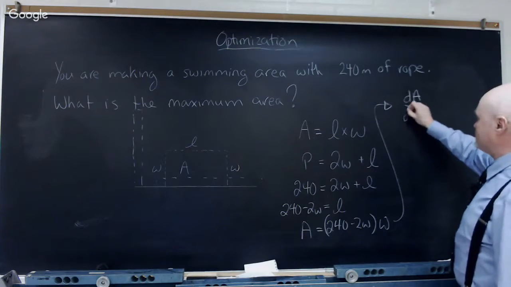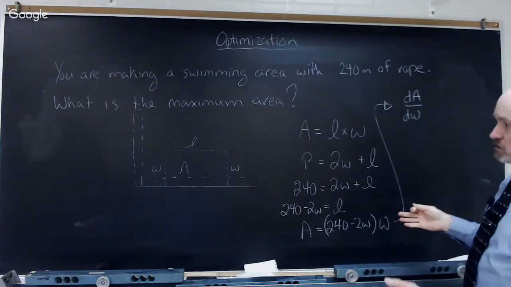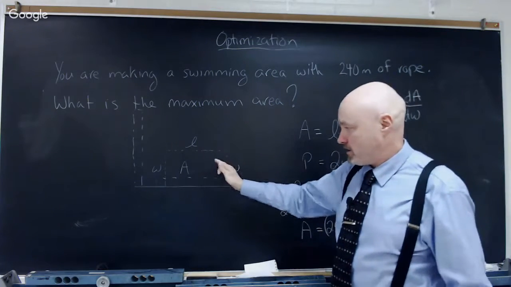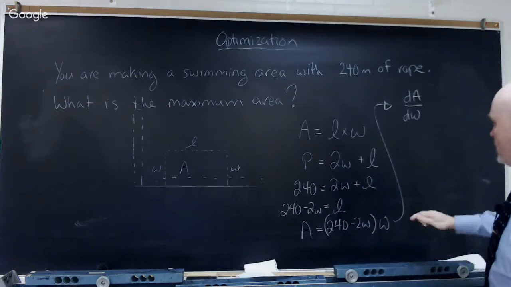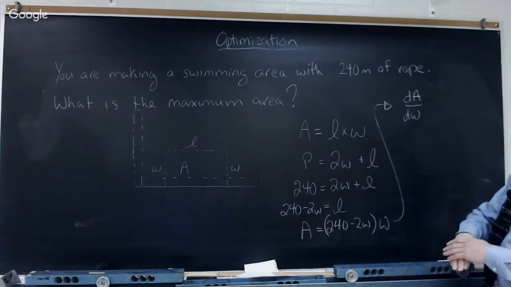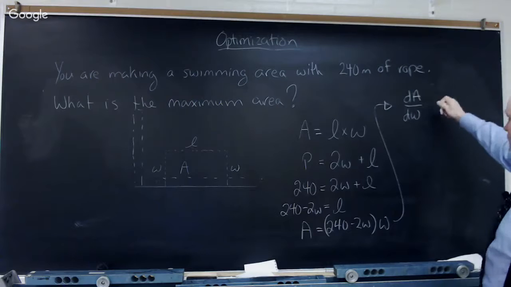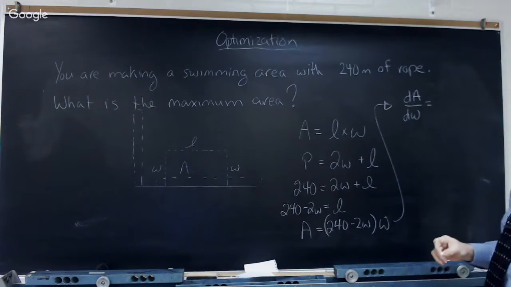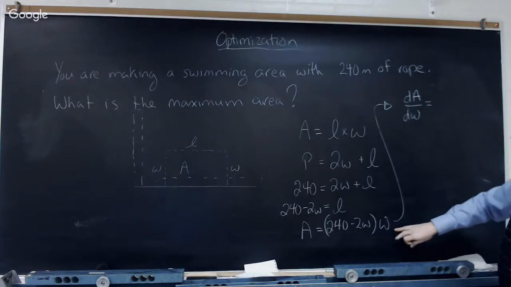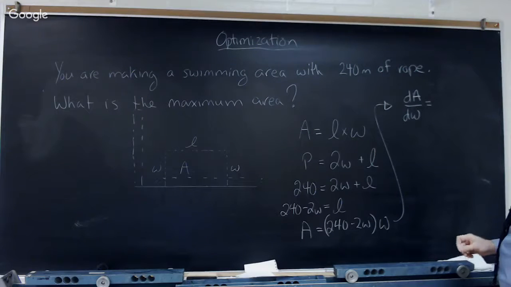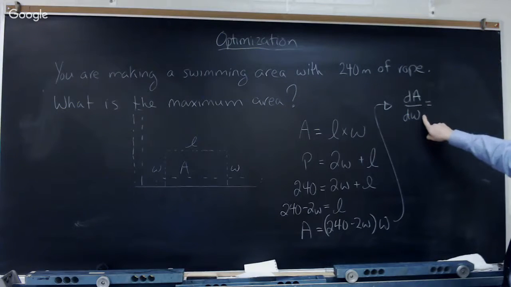So the question is, as we change the width, area is going to change. And so we'll take the derivative, and when we get to the point where our rate of change is 0, we'll know we've hit one of those extreme values. Okay, so the derivative of area with respect to width.